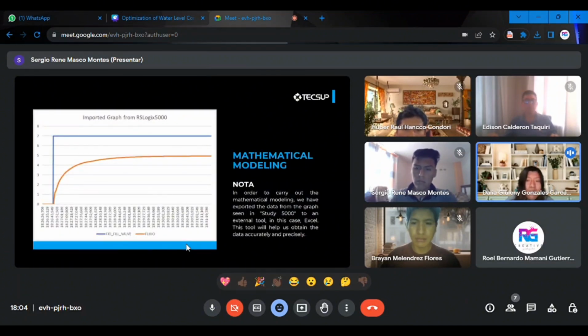To find the mathematical modeling based on the graph, we export the data obtained in Factorio to Excel in order to have more precise data. As you can see in the image, we have the flow and our set point with a more precise time for the next calculation. Next.